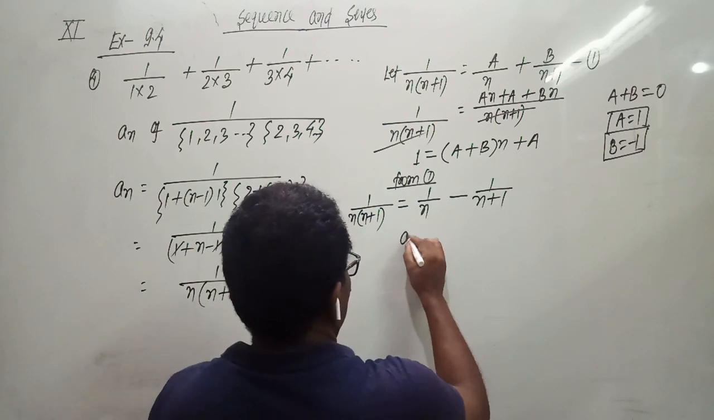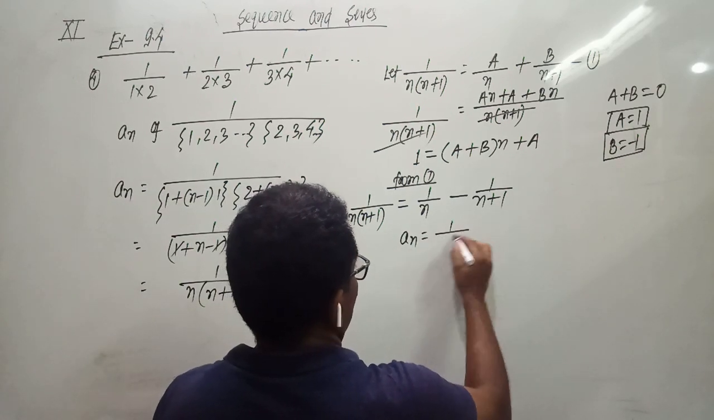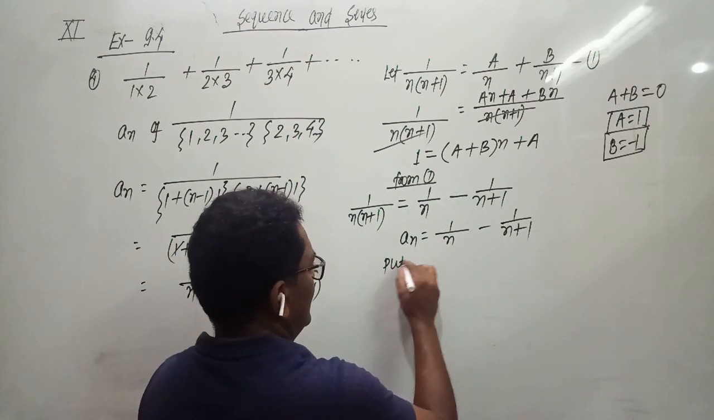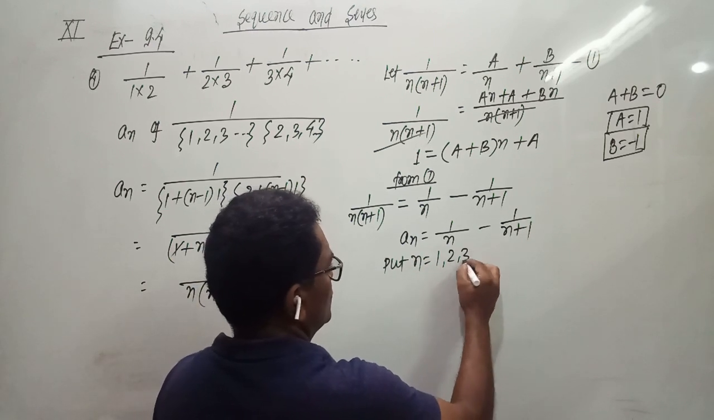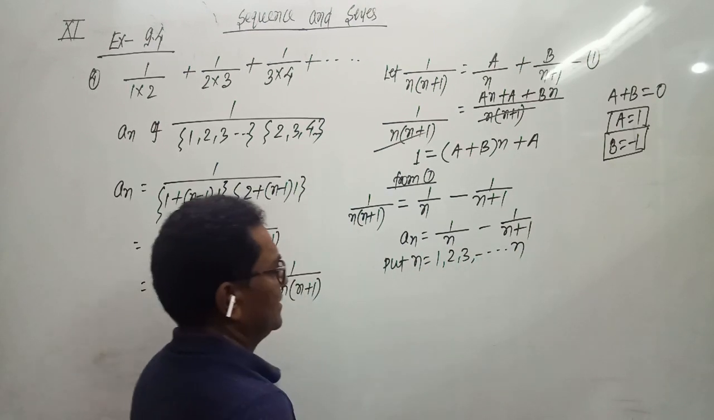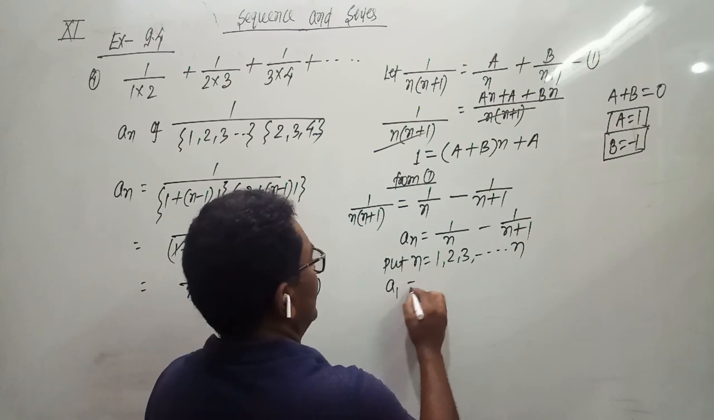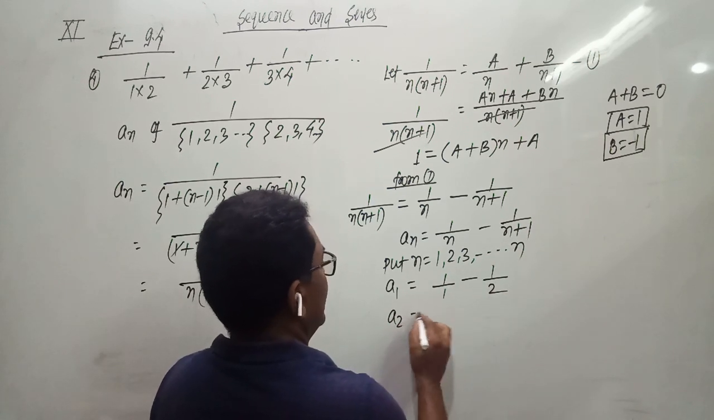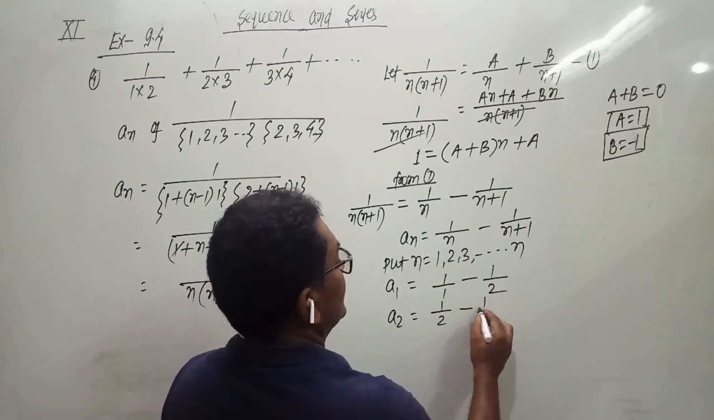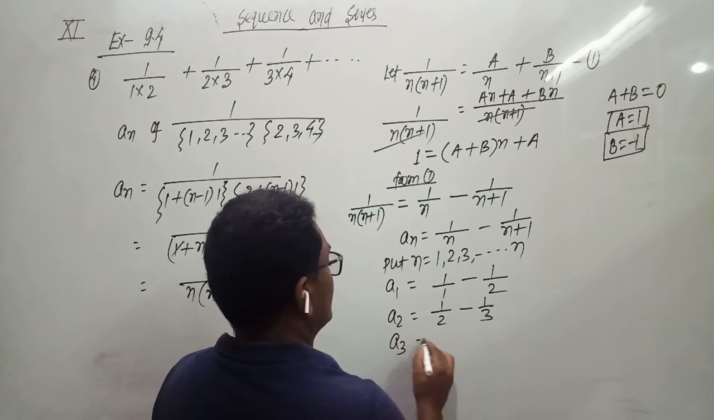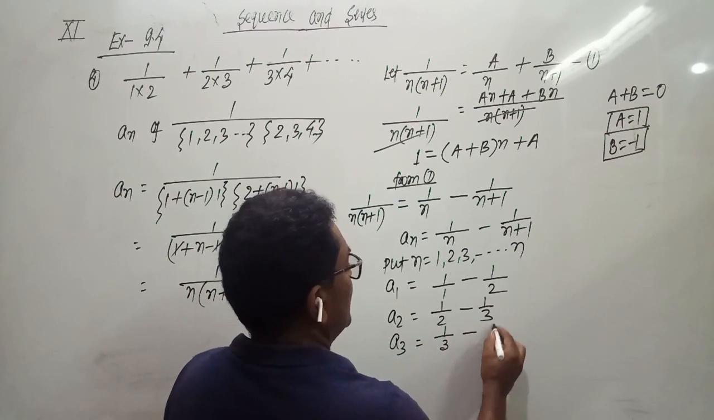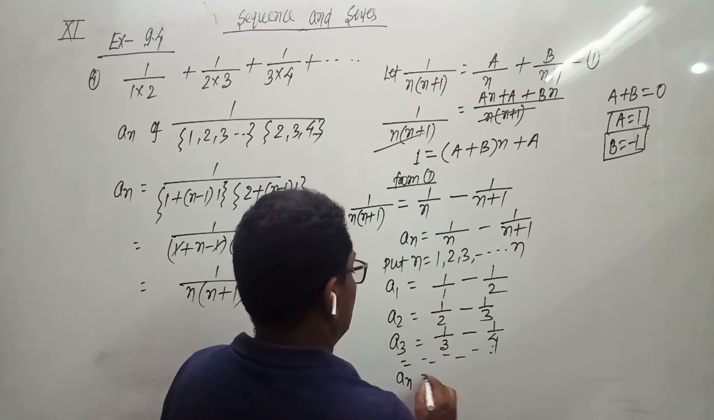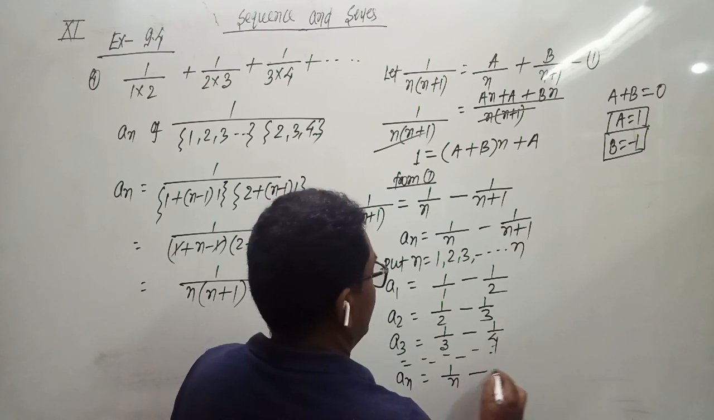An equals 1 upon n minus 1 upon n plus 1. Then put the value of n equals 1, 2, 3, up to n. When we put n equals 1, we get a1 equals 1 by 1 minus 1 upon 2. For n equals 2, 1 upon 2 minus 1 upon 3. For n equals 3, we get 1 by 3 minus 1 by 4. And for n equals n, we get 1 upon n minus 1 upon n plus 1.